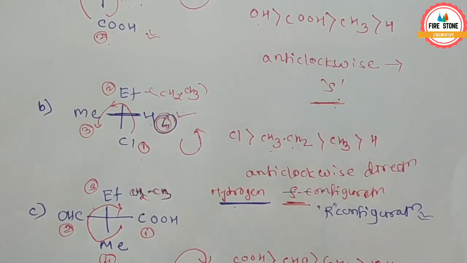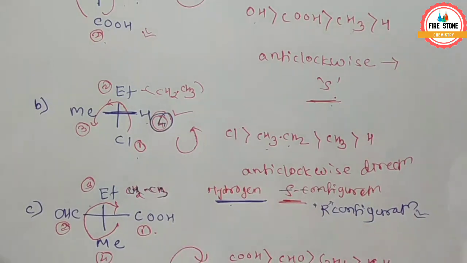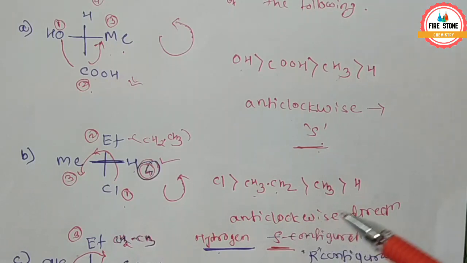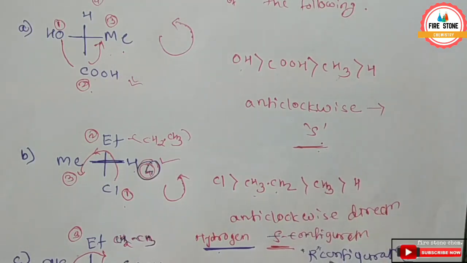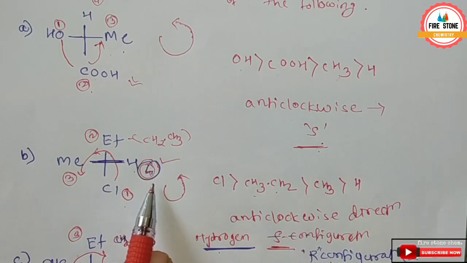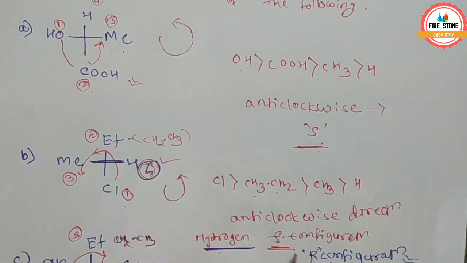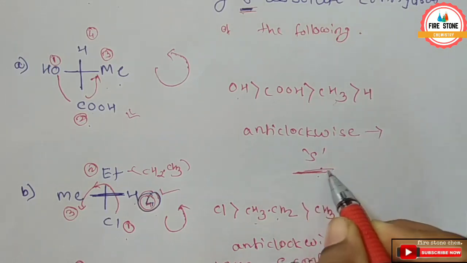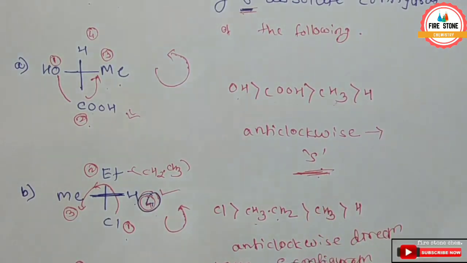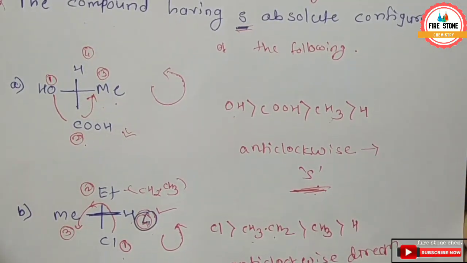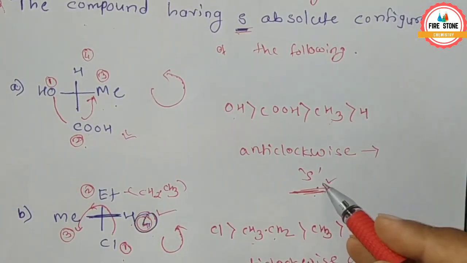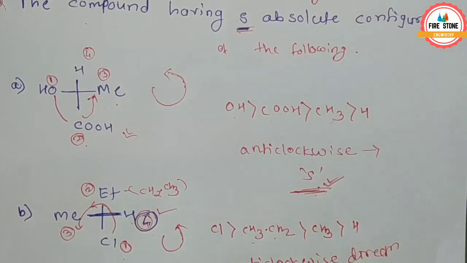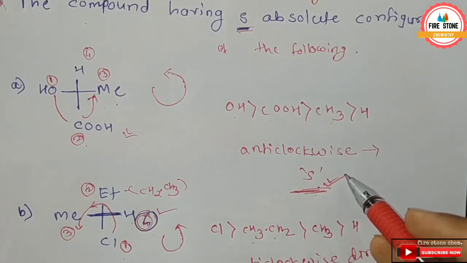B is the R configuration. C is again R configuration. D is the exceptional case, which is also R configuration because of the lowest priority group present at the horizontal line. So option number A is the correct S configuration. So in this question the correct option is option number A, which has S configuration because of anti-clockwise rotation in the group. So this has the S configuration.